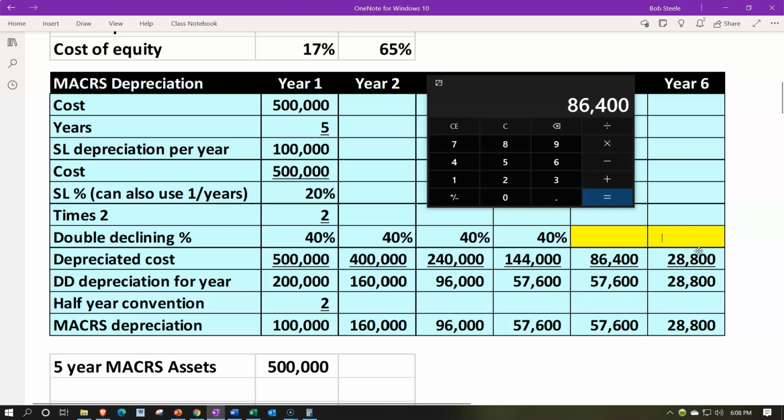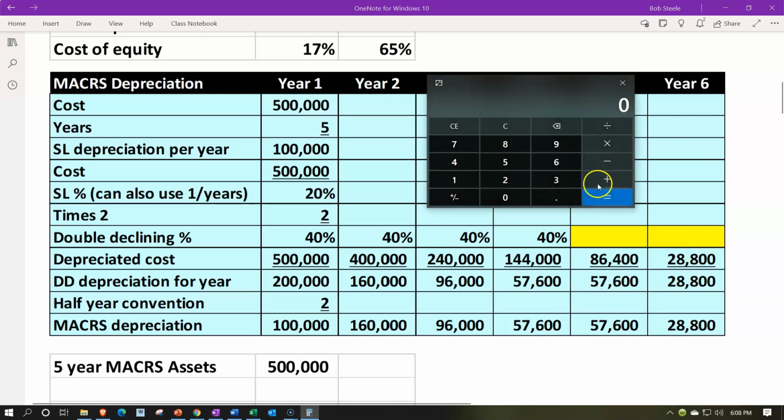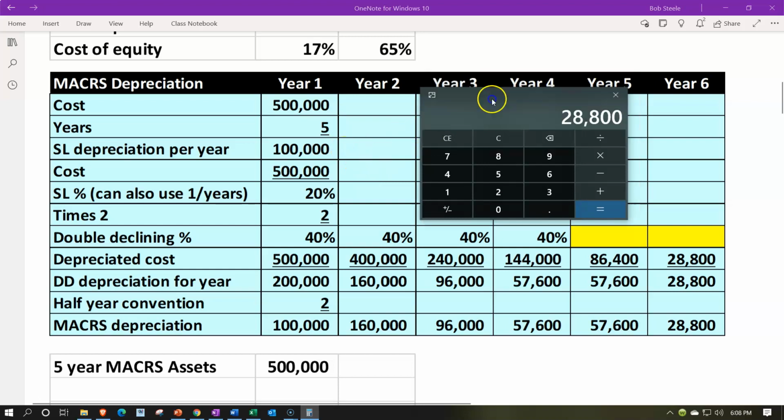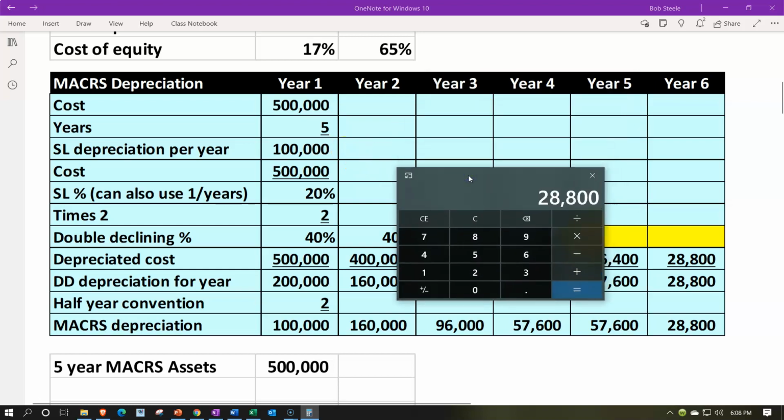And then the last one is simply a plug generally, meaning we had the 86,400 last time. We got the 57,600. That leaves us 28,800 left. That's what we're going to depreciate so that we fully depreciate the 500,000 over the 6 years, because it's 5-year property with a half-year convention. So you can think about half of it basically happening in year 1, half in year 6, although year 6 is the plug because we front-loaded it because it's a double declining balance, and that's what double declining does.